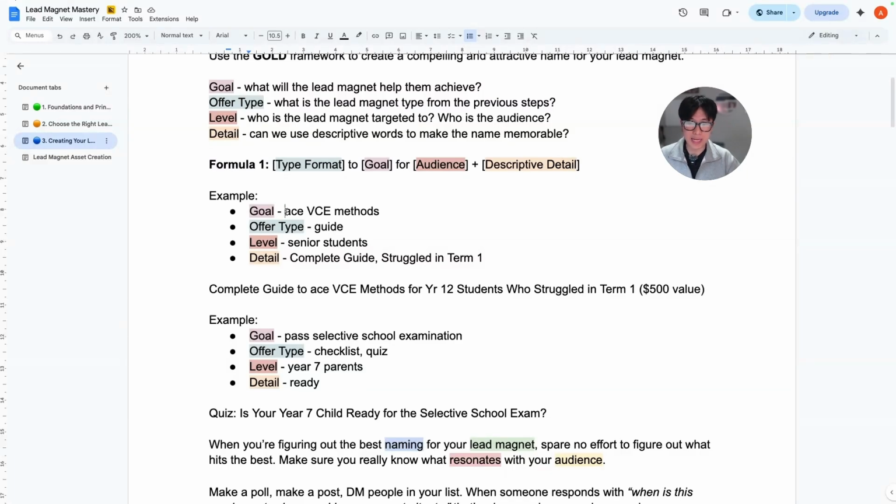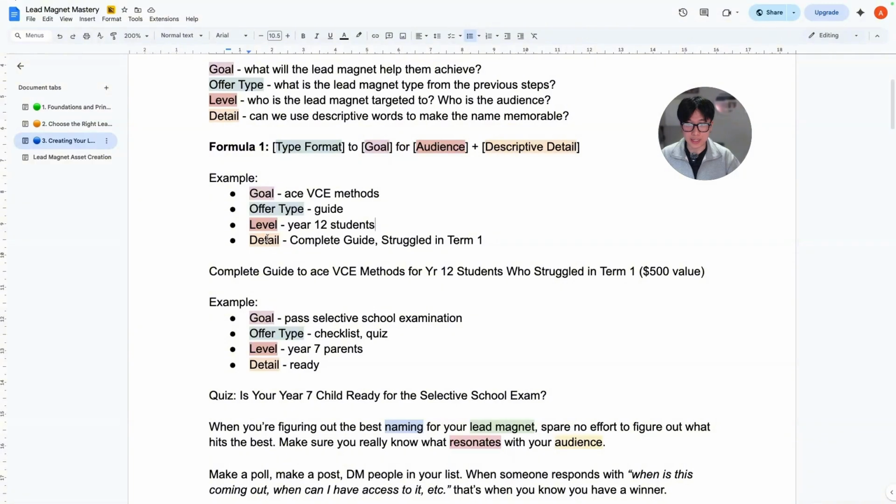So the goal, we want them to ace VC methods. The offer type, it's going to be a guide. It's going to be an ebook, right? But we can just specify it as a guide. The level is for senior students. So specifically, let's make it for year 12 students. And the detail, it's going to be a complete guide. It's going to be for the people that have struggled in term 1. So just being a little bit more specific. You could even add this to the level here.